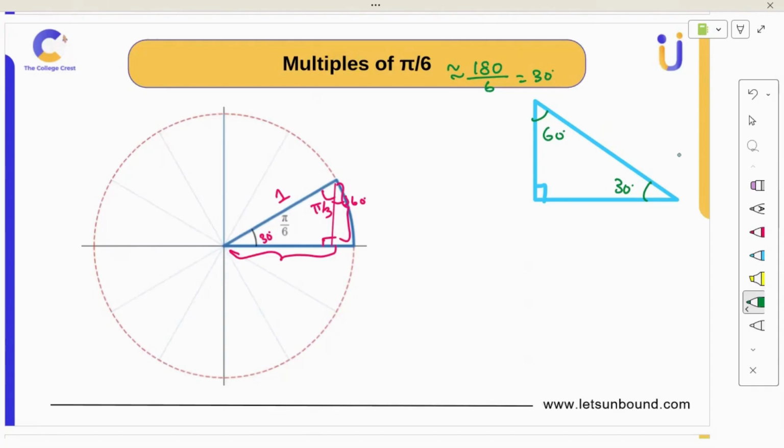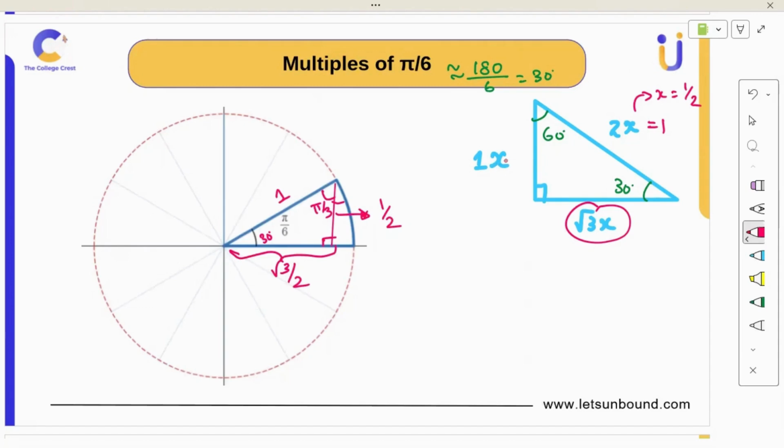But generally, a 30, 60, 90 triangle follows a ratio, which is opposite to 90, it's 2 times the value. Opposite to 30, it's 1 times the value. And opposite to 60, it's root 3 times the value. Now, I know this hypotenuse is 1. So if you find x, you can find the other side. So 2x is 1. This implies x is 1 by 2. So this will become root 3 by 2 when you plug it in, and this will become 1 by 2. Because you just put x is equal to 1 by 2. That's it. So this point will be horizontal root 3 over 2, comma 1 by 2. And in trigonometric form, you can write cos 30, comma sine 30.